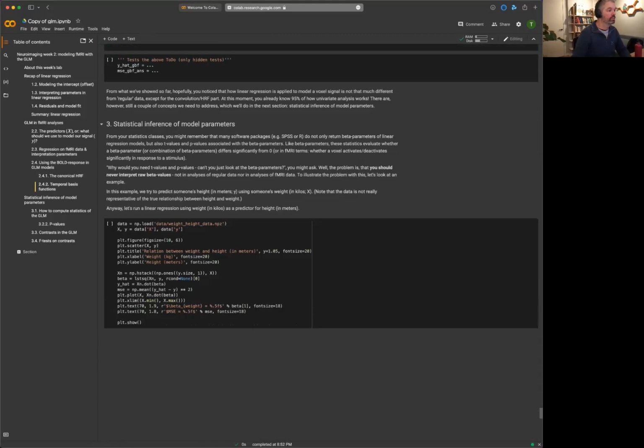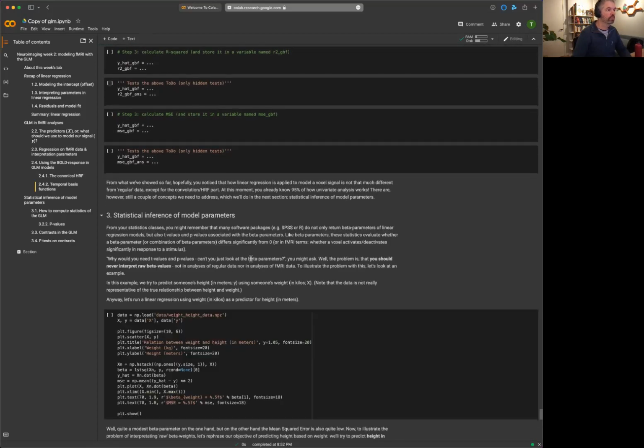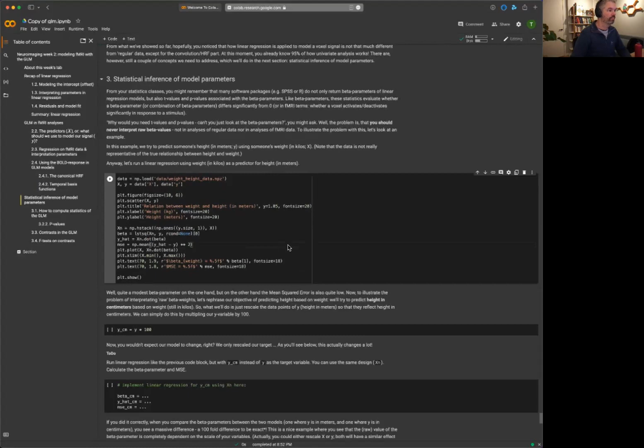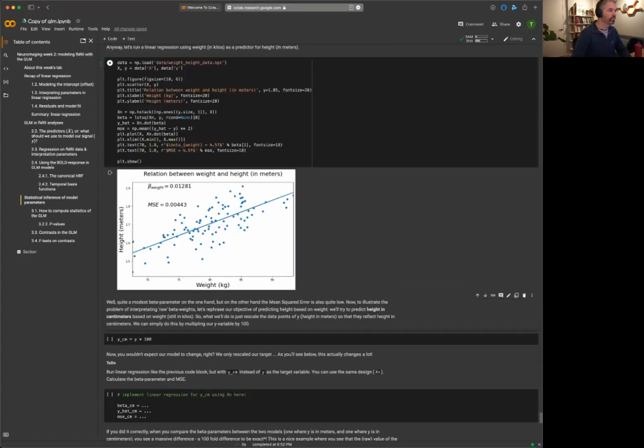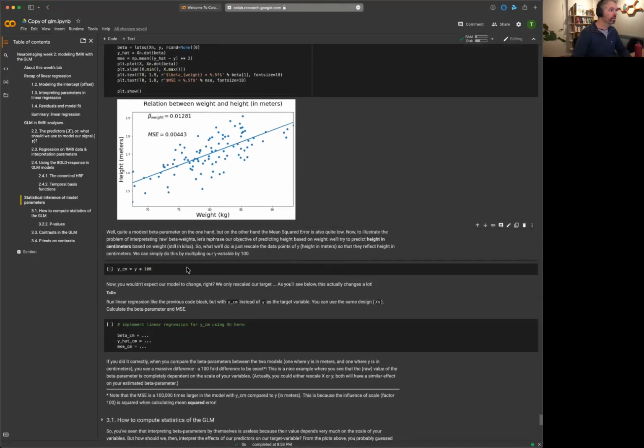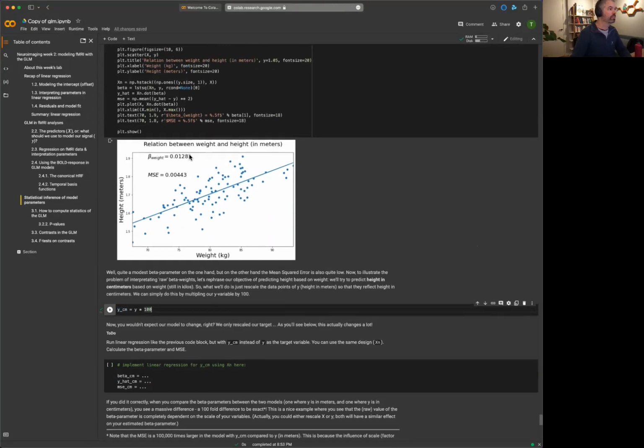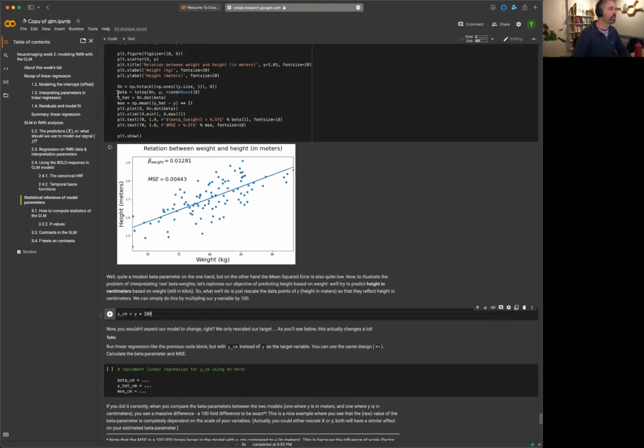Great. So statistical inference. Let's see. So we have some weight height data. And we've already gone through these quantifications of beta weights and mean squared error. The problem with this sort of thing is that you can convert everything to a different unit, which we are doing here. So instead of meters, we're going to use centimeters. So that means that we can repeat this whole thing, right? So that's this. But now with centimeters, right?